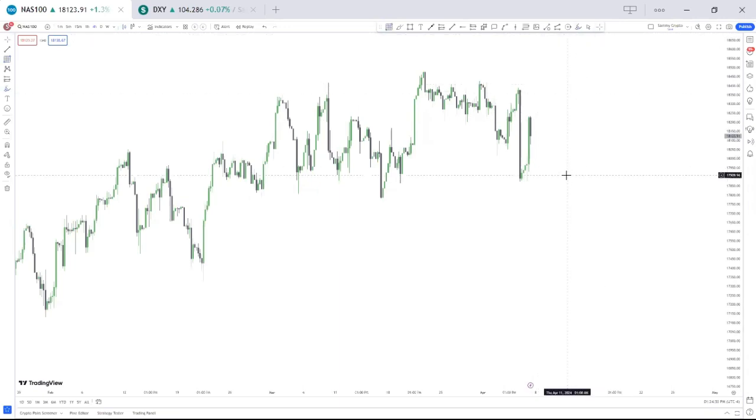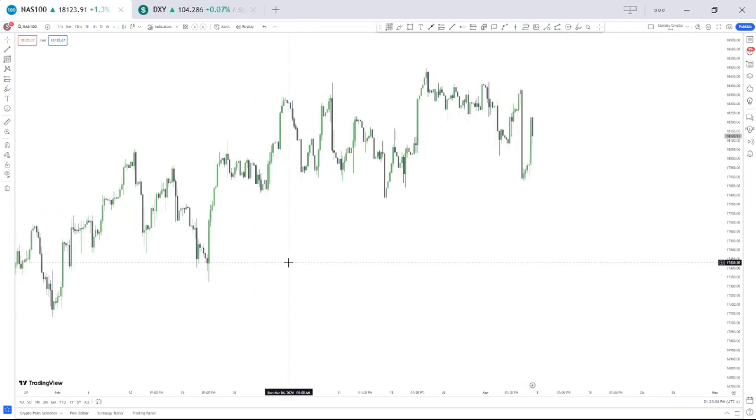You can use this in any chart. Go to any chart, BTC or Euro USD or whatever you trade. For me, I trade Nasdaq, so I'm going to demonstrate it on Nasdaq. So first, you want to find out the range. Now, what do I mean by range? You want to find out the external low and the external high. That's what you want to figure out first.